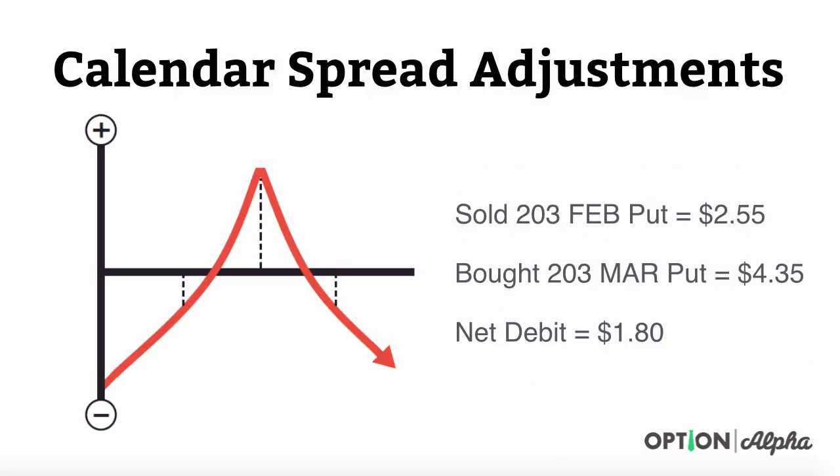So in this case, let's say that you sold a 203 February put strike for $255. So that's your front month contract because it's closer to where we're currently at. And you bought the back month contract, or the 203 put strike, for $435. Now the net debit that you ended up paying for this strategy is $180. So your max risk is still capped at $180, but we want to be able to possibly reduce that risk or cut that risk down if the stock does continue to move higher.